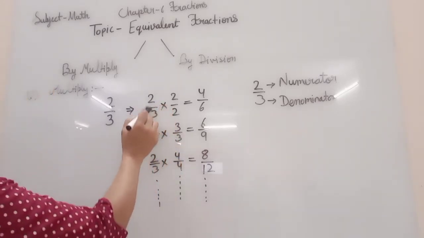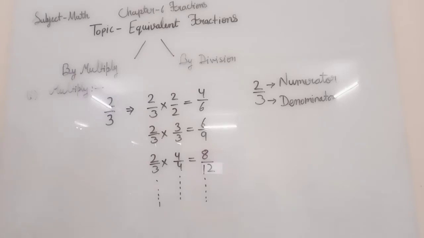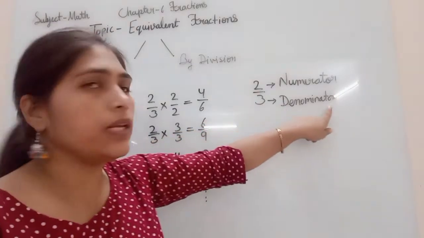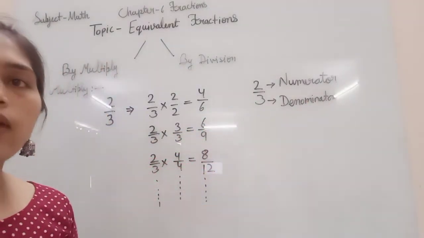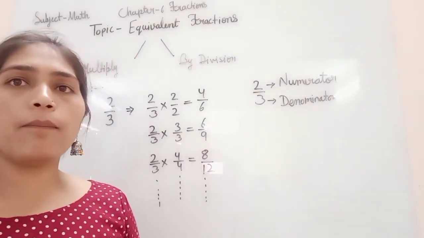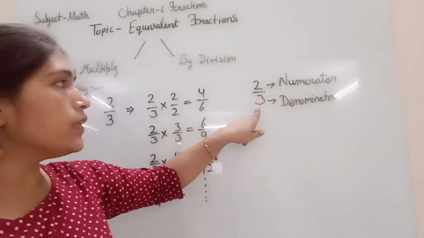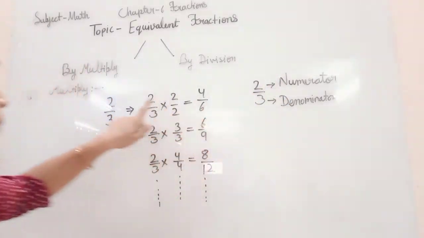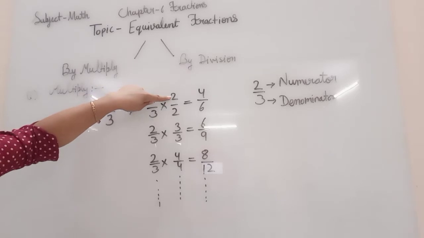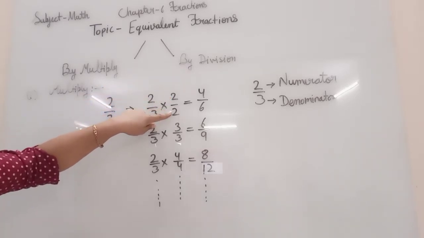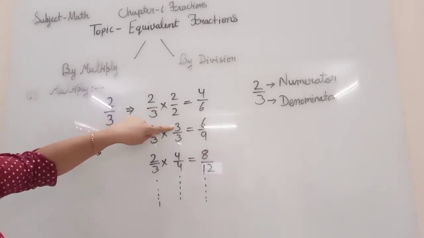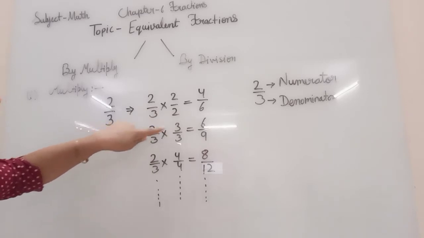So let's start. If I am talking about 2 by 3, as you know, the 2 is the numerator and the lower one, the 3, is the denominator. To find the equivalent fractions by multiplication, we have to multiply the same number with the numerator as well as with the denominator. If I am multiplying the numerator by 2, I have to multiply the denominator also by 2. If I am multiplying the numerator by 3, I have to multiply the denominator also by 3.